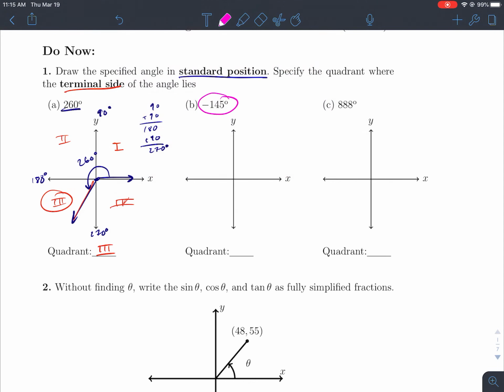All right, so now we need to graph negative 145 degrees. And because it's negative, it's going to go the opposite direction. So instead of going counterclockwise, this one is going to go clockwise. Okay, so we start here. This would be 0 degrees. If we go clockwise, this would be negative 90 degrees. Another clockwise 90 degrees would be negative 180 degrees.